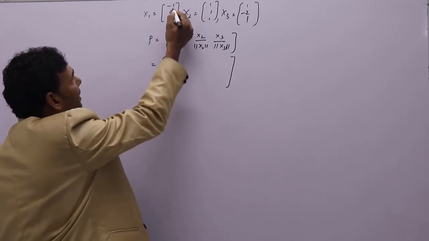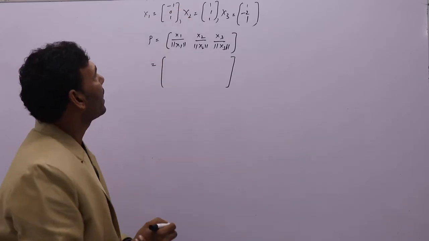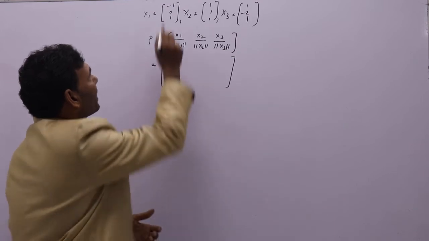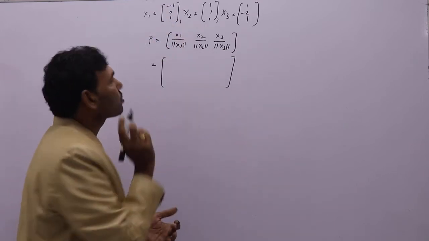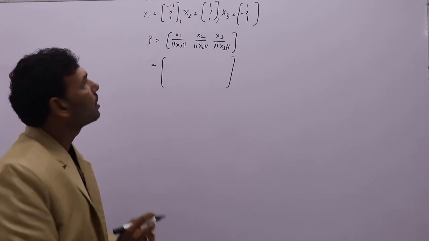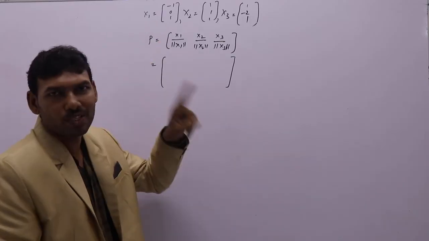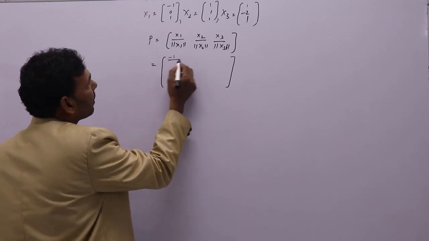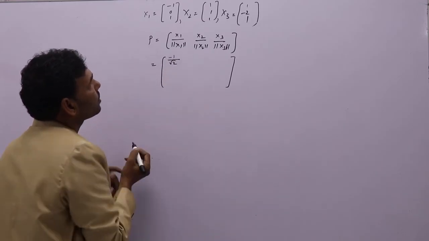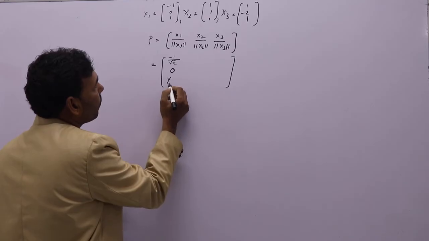Simply add these 3. By squaring, add the 3 elements. Minus 1 whole square 1, 0 square 0, 1 square 1. If you add, what you will get? 2. So keep that 2 in the denominator like this. Minus 1 by root 2, 0, 1 by root 2.